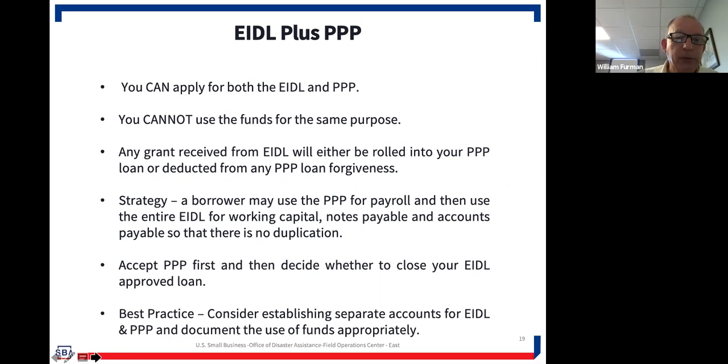A good strategy, though, is to use your PPP for payroll and then use your EIDL for working capital, notes payable, accounts payable, so that there is no duplication. You just want that to be clear. You can accept your PPP first and then decide whether to use your EIDL approved loan or not. You can always decline that. A best practice is to consider keeping these funds in separate accounts for EIDL and PPP so they don't get mixed up, and document the use of funds appropriately.